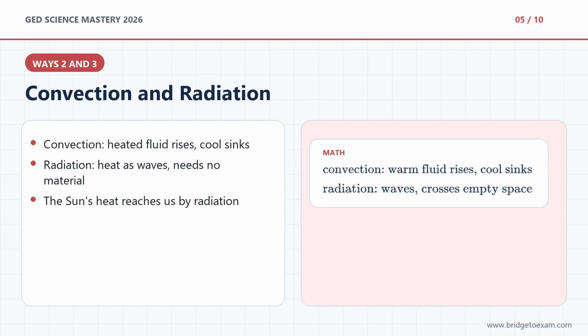The second way is convection, which moves heat through fluids, liquids and gases. When a fluid is heated, it expands, becomes less dense, and rises. Cooler fluid sinks to take its place. That circular motion is a convection current, and it is what stirs a pot of boiling water and drives our weather. The third way is radiation, heat carried by waves that need no material at all. That is how the sun's warmth crosses the empty vacuum of space to reach the Earth. Contact, currents, or waves. Conduction, convection, radiation.